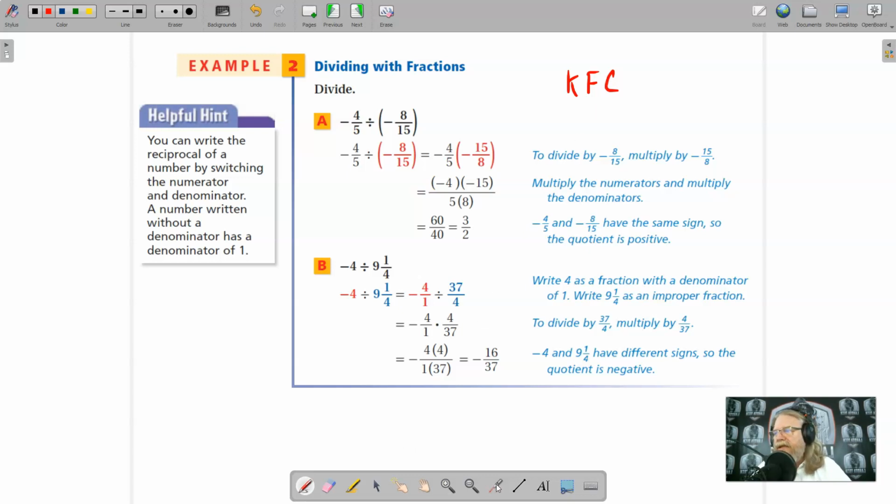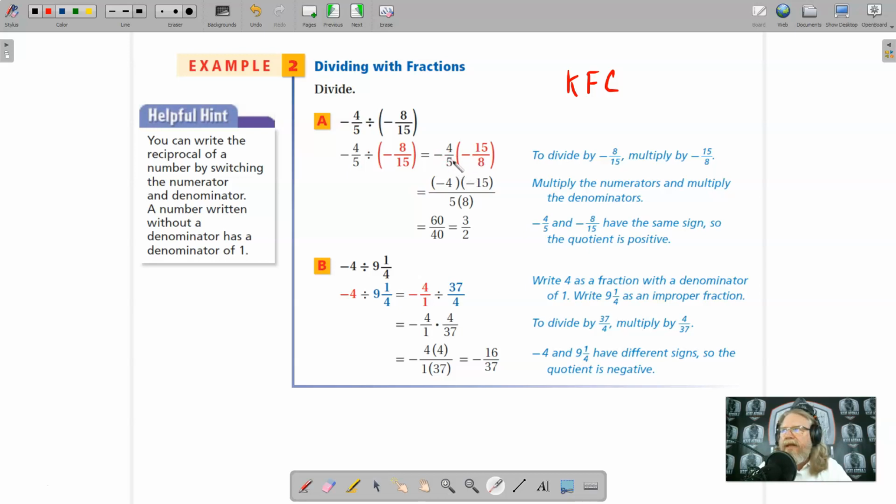So with that said, let's go ahead and look at what we got here. We're going to keep the first, negative 4/5. We're going to flip the second. That is to say that we are taking the reciprocal of it. So negative 8/15 becomes negative 15/8. And we're changing the sign. This is division, and here we don't see a multiplication sign, but the fact that this is contained inside of parentheses, and there's no plus or minus sign there, we realize that this means multiplication.